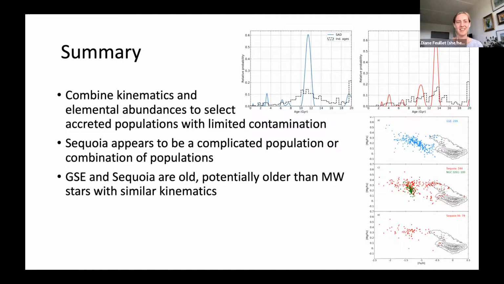Okay, I will wrap up here. Essentially, selecting accreted populations is quite complex. We suggest that you use a combination of kinematics and elemental abundances. Definitely, based on the elemental abundances of the Sequoia stars, there seems to be reason to inspect this population a bit further. And both populations have clear signs of being old, and potentially older than the Milky Way stars with similar kinematics. Thanks, I'll stop there.